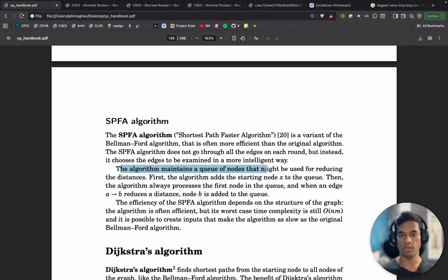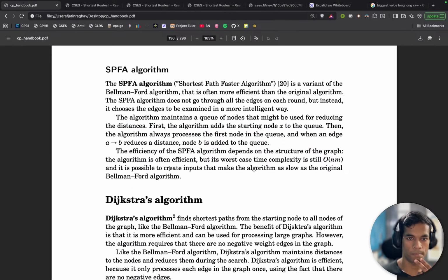The algorithm maintains a queue of nodes that might be used for reducing the distances. The SPFA algorithm does not go through all the edges on each round, but instead it chooses the edges to be examined in a more intelligent way, unlike us. First, the algorithm adds the starting node x to the queue. So this is like BFS. Then the algorithm always processes the first node in the queue. When an edge reduces the distance, node b is added to the queue. That is BFS.